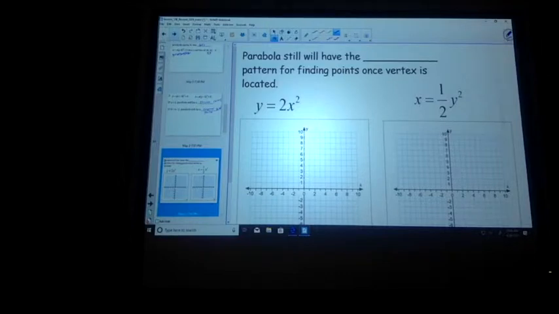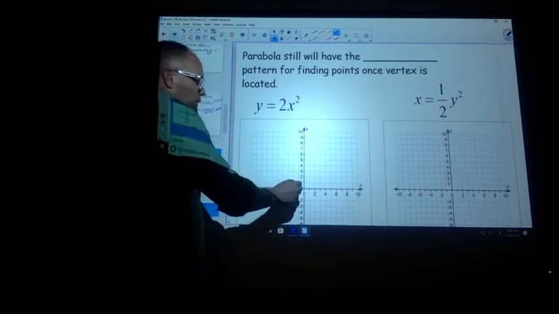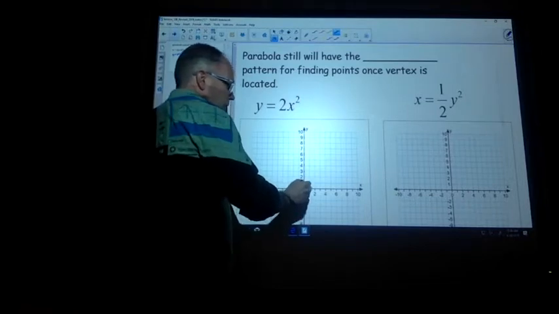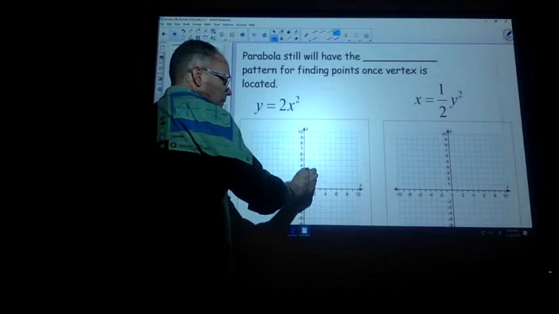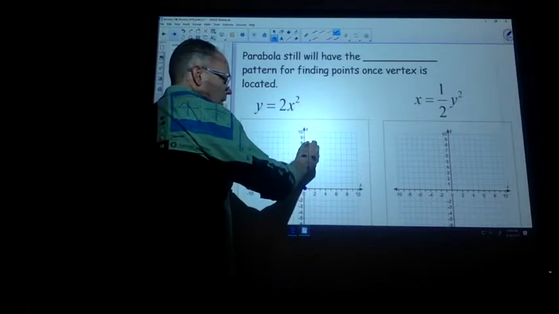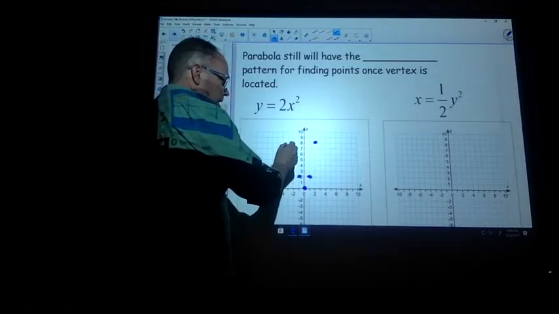All right, so y equals 2x squared. Let's go ahead and graph this. So you're going to have 0, 0. It's going to go right 1 up 2, left 1 up 2, right 1 up 6, left 1 up 6.